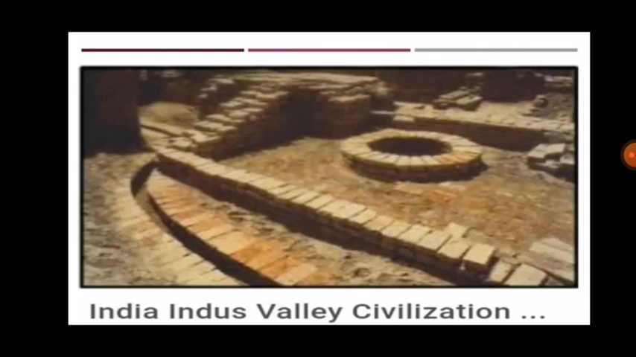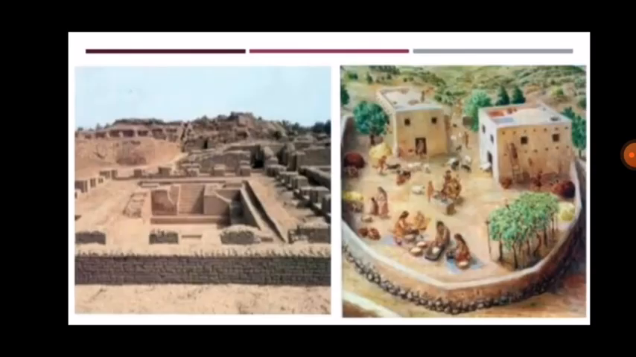There were carefully constructed private and public wells. You can see there's a picture, there's a small circle. They also had wells for water. The cities were divided into two to four parts, each with a separate fortification. So fortification means each had a separate wall.